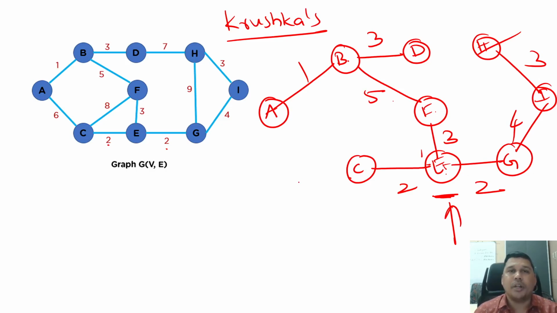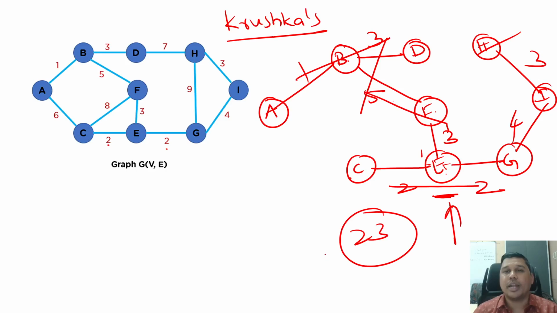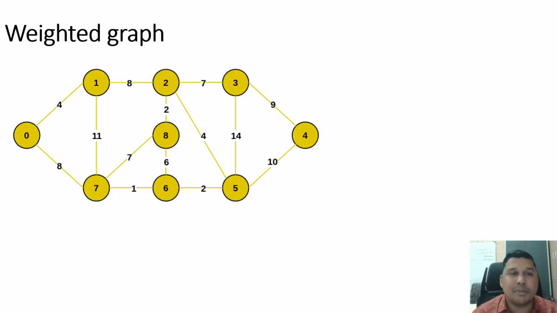Though you have to stop and find out its cost. See, 4 plus 5, 9, plus 3, 12, plus 12, plus this 4, 16, 23. Same thing we got previously also, right? So this is the Kruskal's algorithm. I'll just differentiate between both of them.